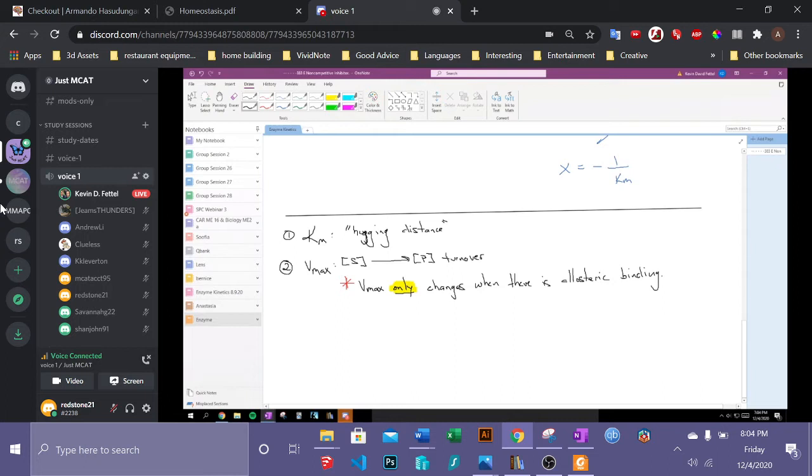What is an allosteric site? Anybody? A binding site away from the active site. Yep, perfect, beautiful, cool. I like it. So, Andrew, I'm gonna pick on you. When does Vmax change? When is the only time Vmax changes?